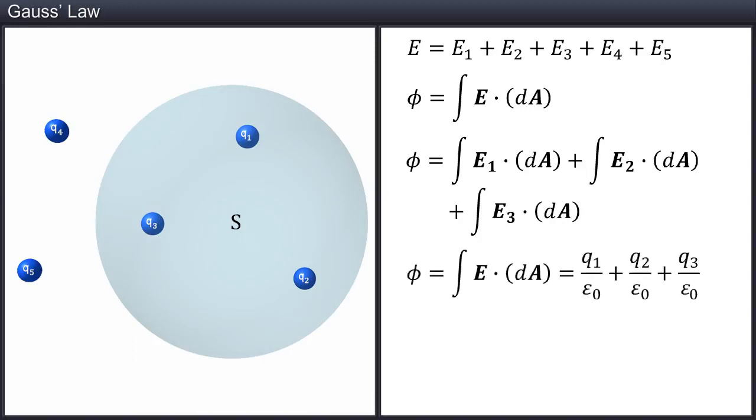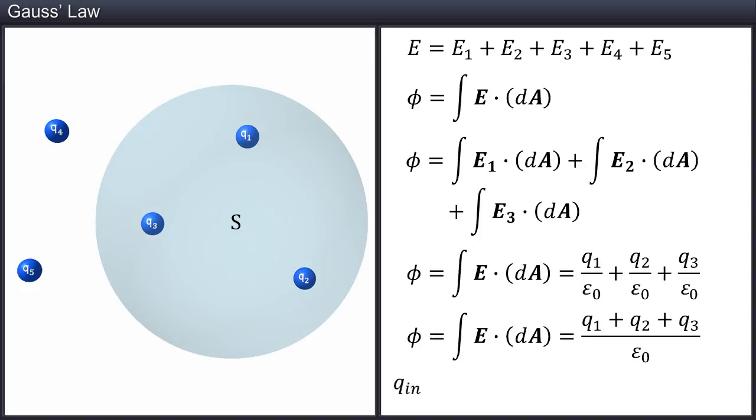Therefore, phi is now equal to Q1 by epsilon naught plus Q2 by epsilon naught plus Q3 by epsilon naught. Or we can say that net flux through the Gaussian surface is equal to (Q1 plus Q2 plus Q3) by epsilon naught. Let the total charge enclosed within the Gaussian surface be Qn, the subscript n referring to inside of the closed surface. Here, Qn is equal to Q1 plus Q2 plus Q3.